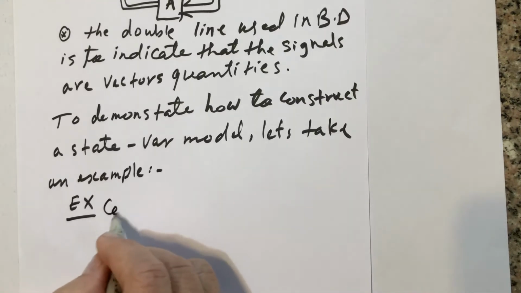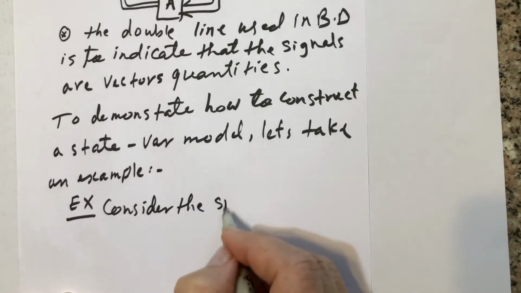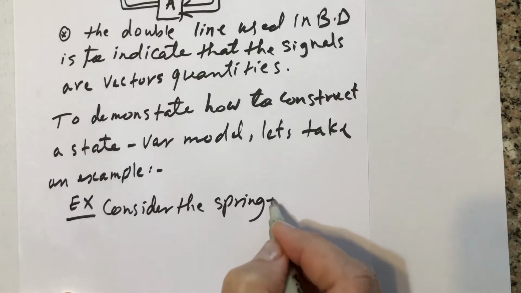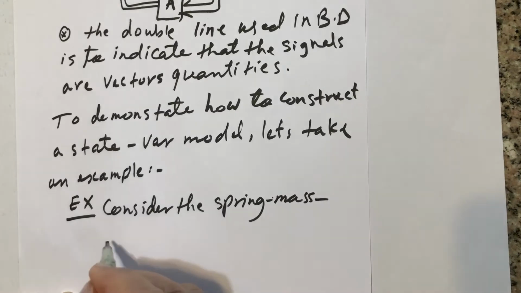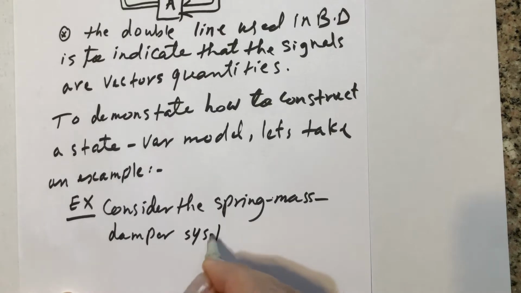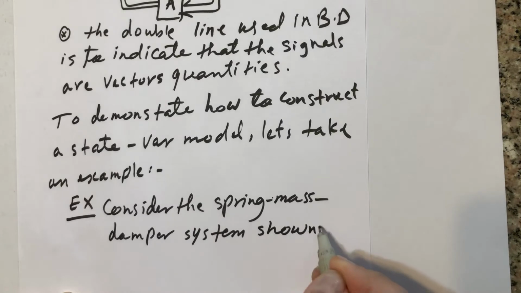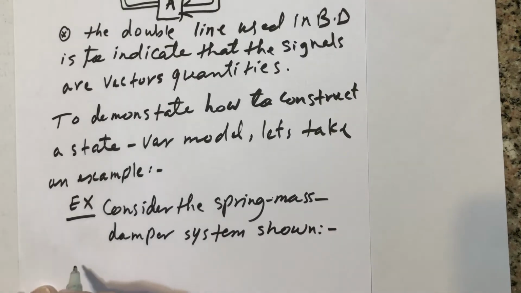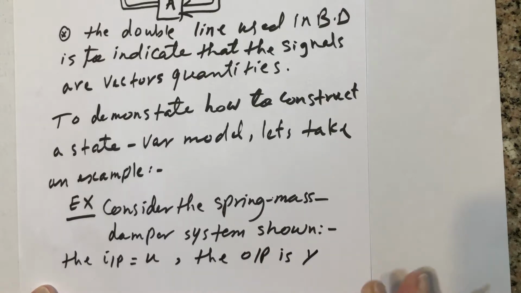For example, consider the spring mass damper system shown, where the input is U, the output is Y.